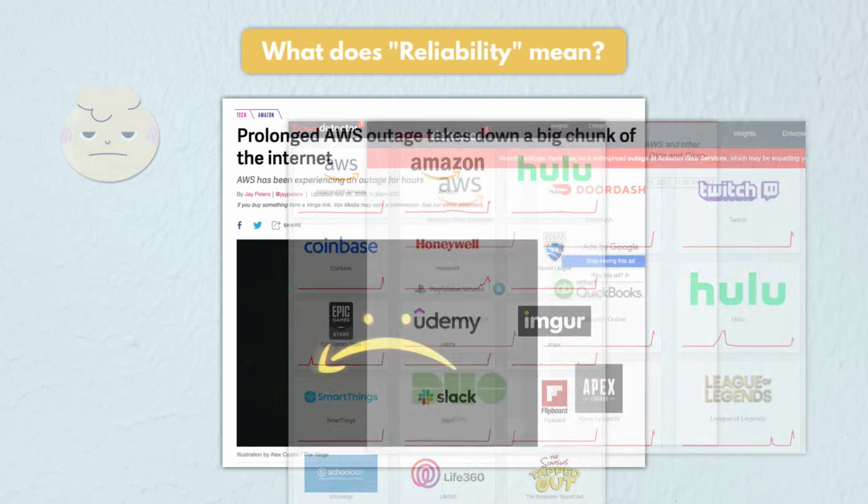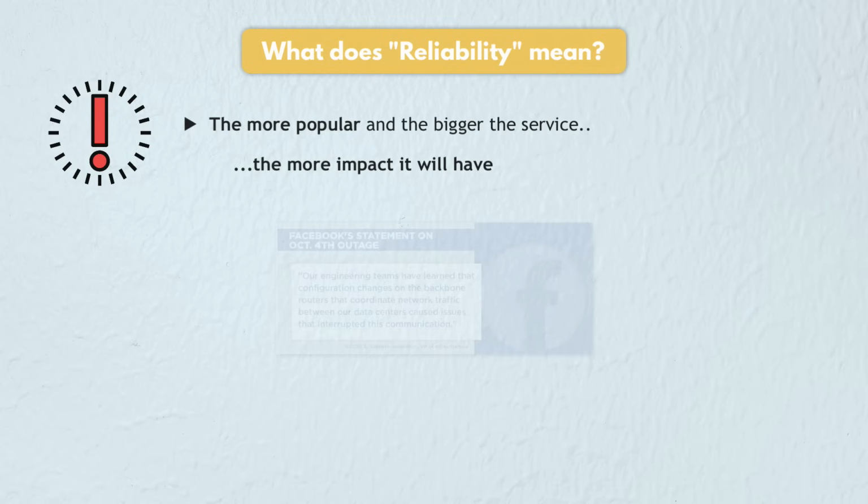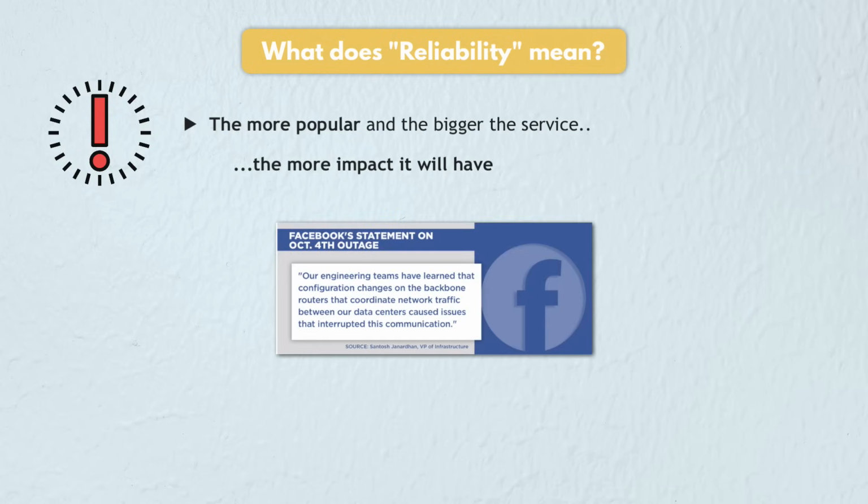So the more popular and bigger the product or service, and the more used, the more impact it will have if the service has an outage, which means their team should worry more about its reliability.